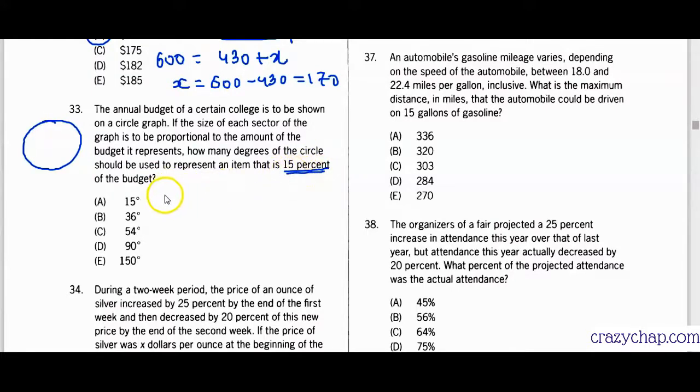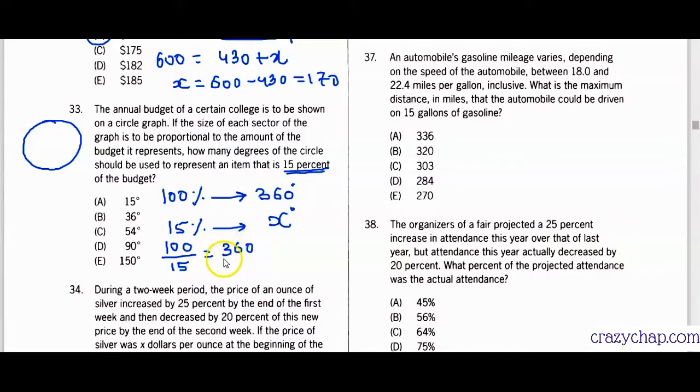Okay, so we know that 100% represents 360 degrees, right? So we have to find out how much 15% represents. Let's say it represents X degrees. Now guys, we know that if the percentage increases, the representation in degrees also increases, right? Percentages and degrees are directly proportional in a pie chart. So it is just a directly proportional case. So 100 over 15 equals 360 over X, right?